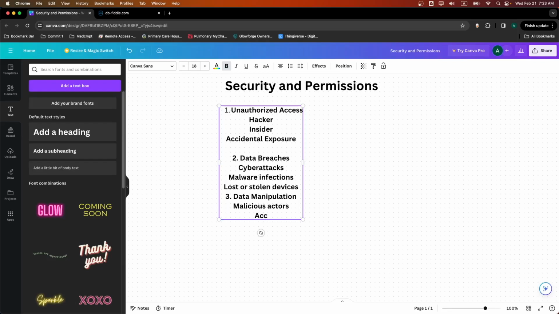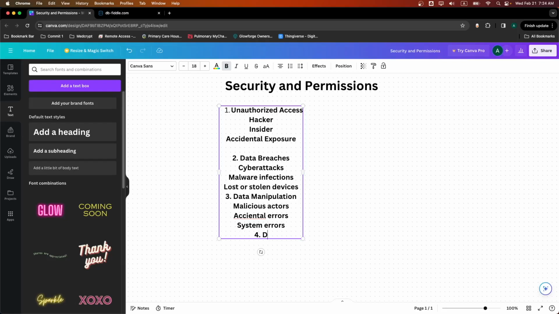Then we have accidental errors. Again, these are not intentional, but human mistakes during data entry, updates, or even deletions. It could lead to some inaccurate information. Then we have system errors. This could be a software bug or a hardware failure, corrupting the data and causing inconsistencies in the data.